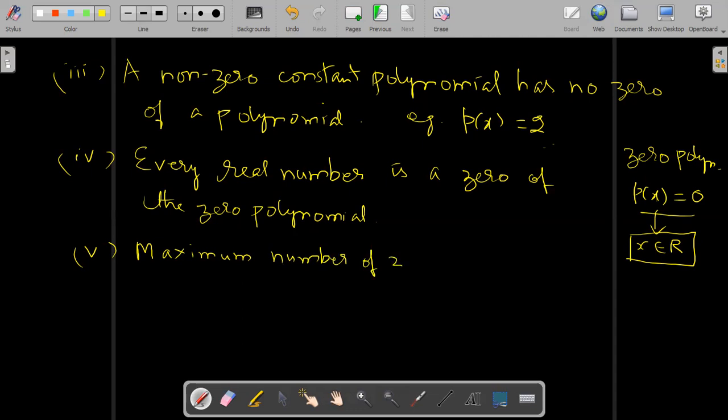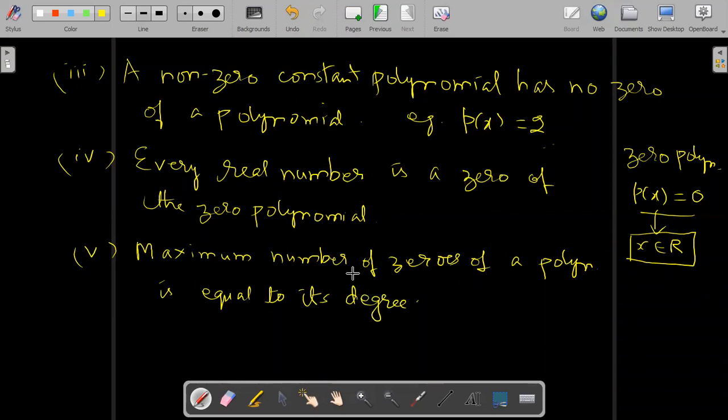That's why we are saying that the maximum number of zeros of a polynomial is equal to its degree. It means if a polynomial has degree 2, it will have 2 zeros. If it has degree 3, it will have 3 zeros. Like this we can have.